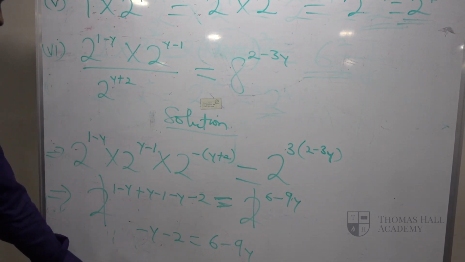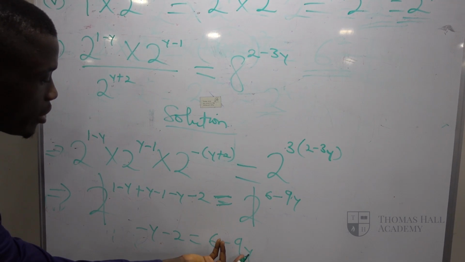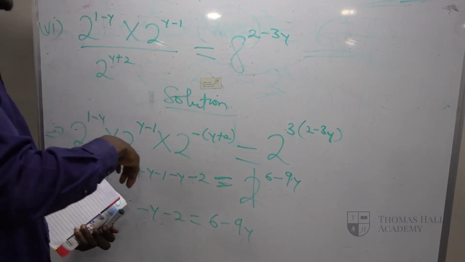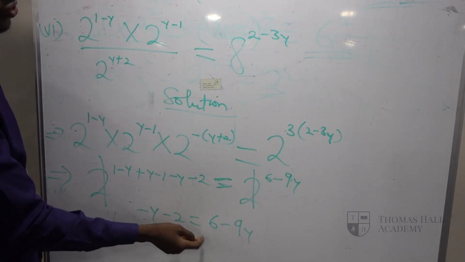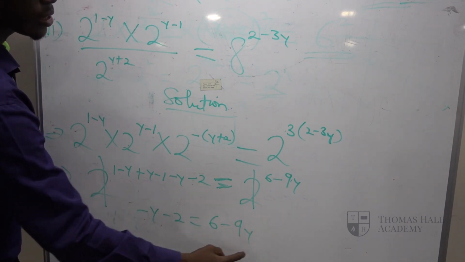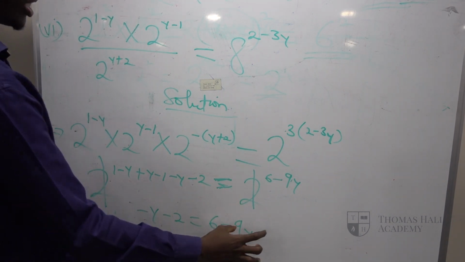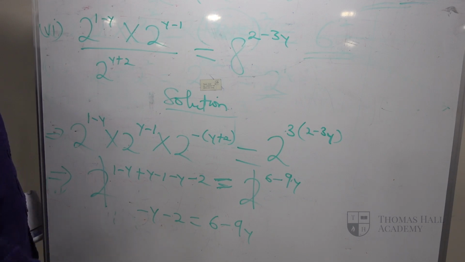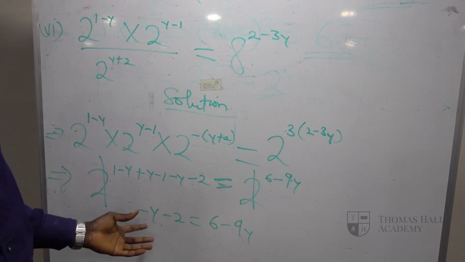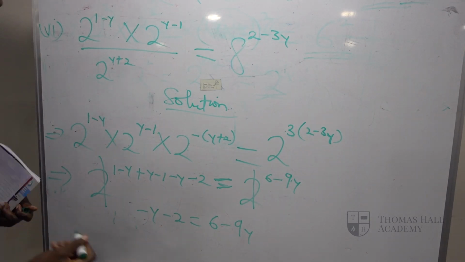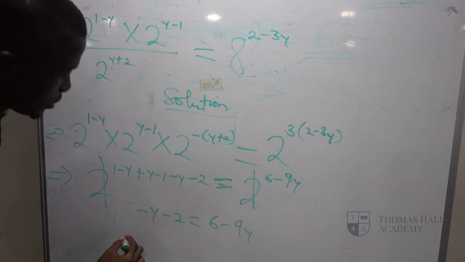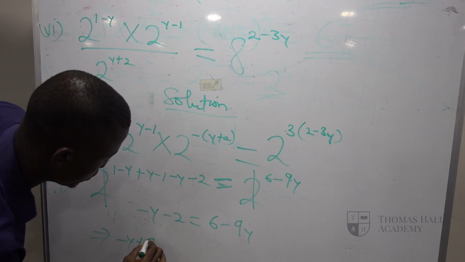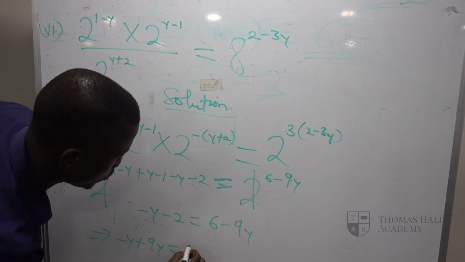Now let's collect like terms here. Minus 9y comes here. Whenever a number is moving across the equality sign, I always call it the red C. When it moves across the red C, it changes its sign. If the number is positive and moves across the red C, it becomes negative on the other side. If it is negative and moves across the red C, it becomes positive on the other side. So minus 9y moving across becomes minus y plus 9y equals 6.